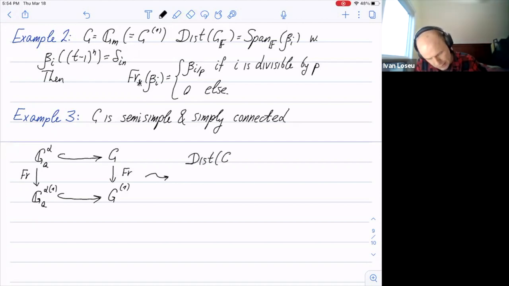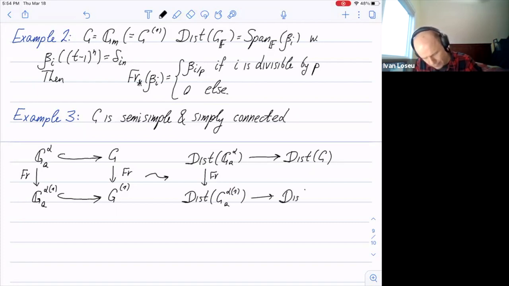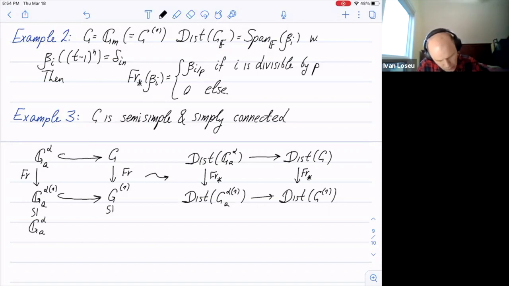Dist G_alpha maps to Dist G, and I have Frobenius push forwards, let's say. And moreover, recall that these groups don't change when we do Frobenius twists. So we can just remove it. So I know what Frobenius push forward does here to a basis element. And for the same reason, I know what's going to happen for multiplicative groups.